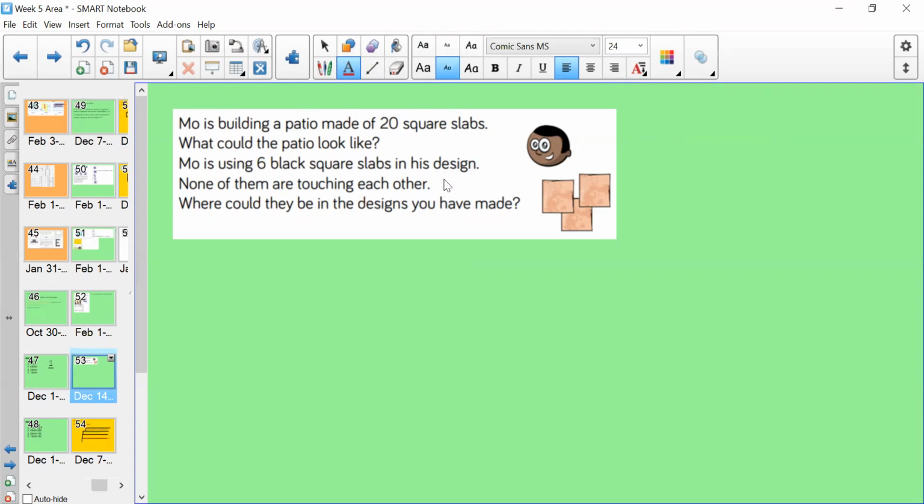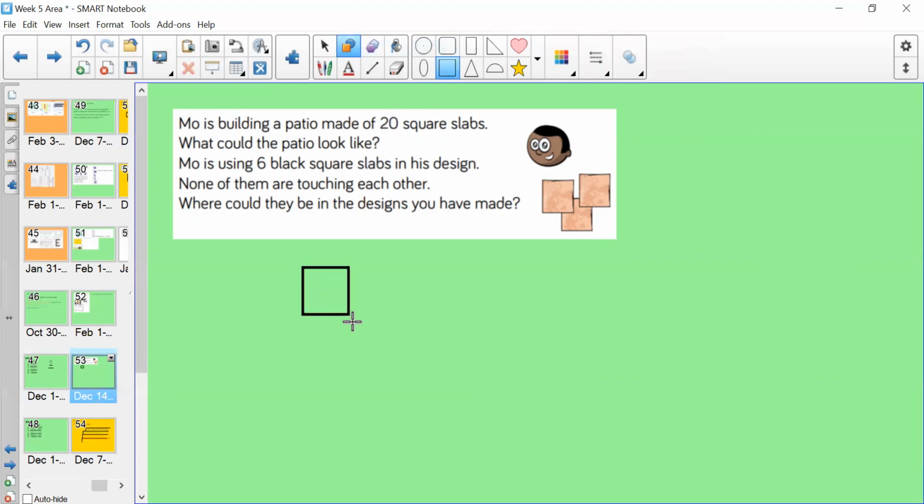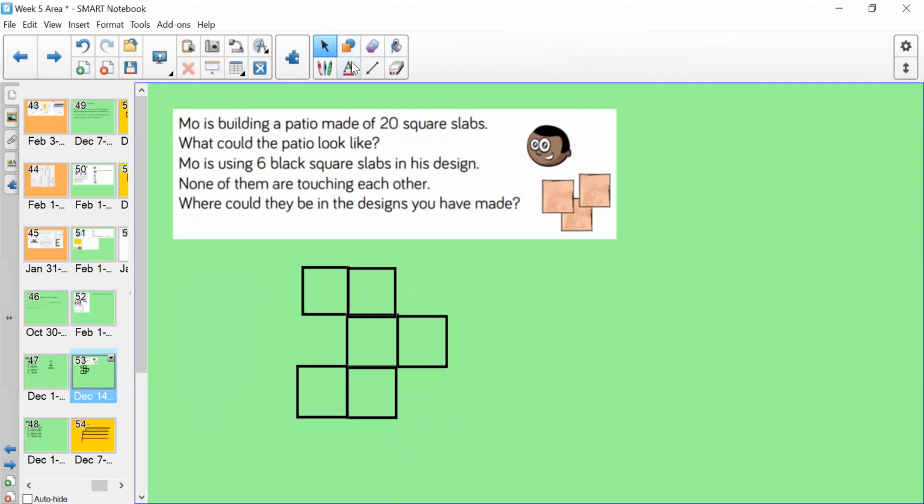So for this question, you can do this one on a piece of paper because you're going to have to draw his square slabs. So for example, you've got 20 square slabs. So you could make a design using 20 slabs, and it could be any pattern you want as long as there is 20. So I'm just going to do a little one for now. And then it also goes on to say that 6 of those slabs are black and they don't touch.